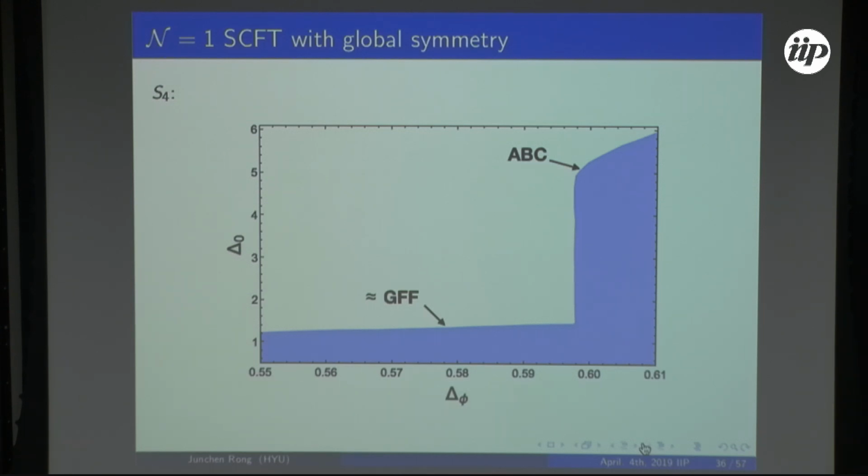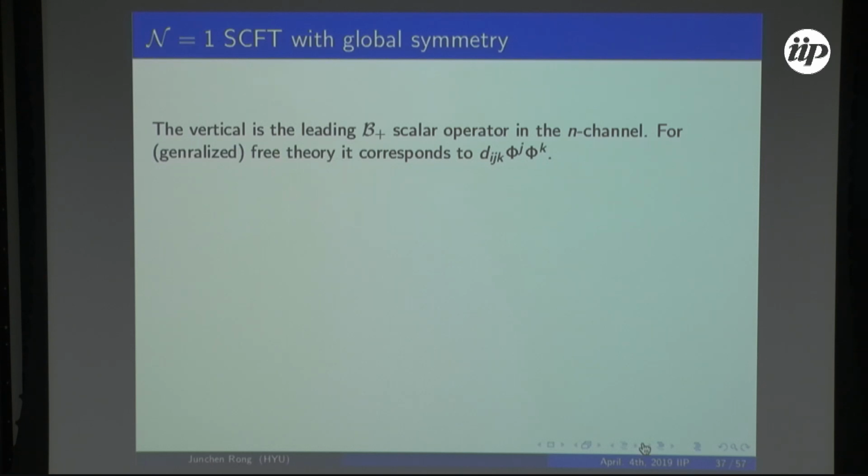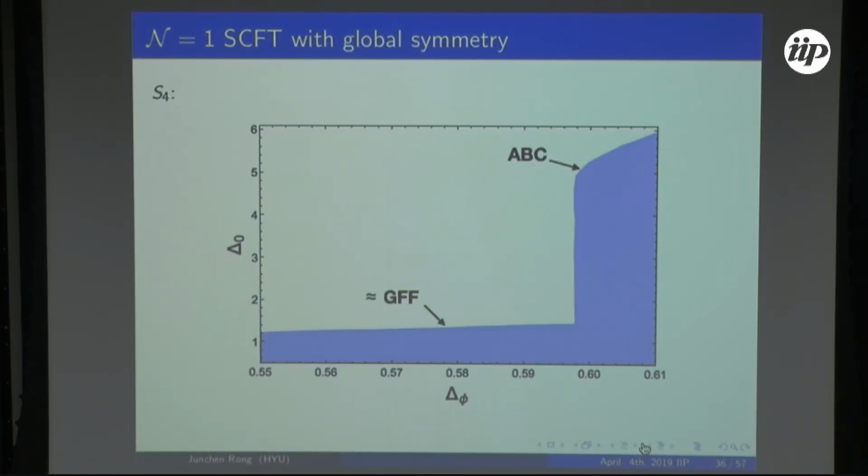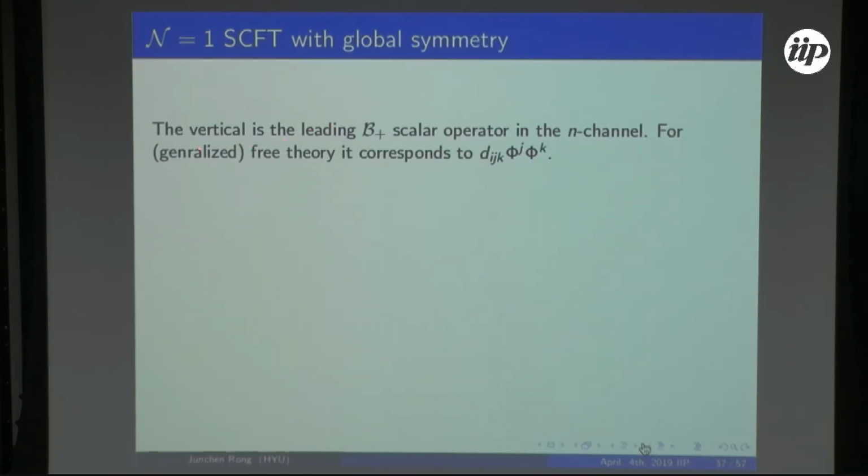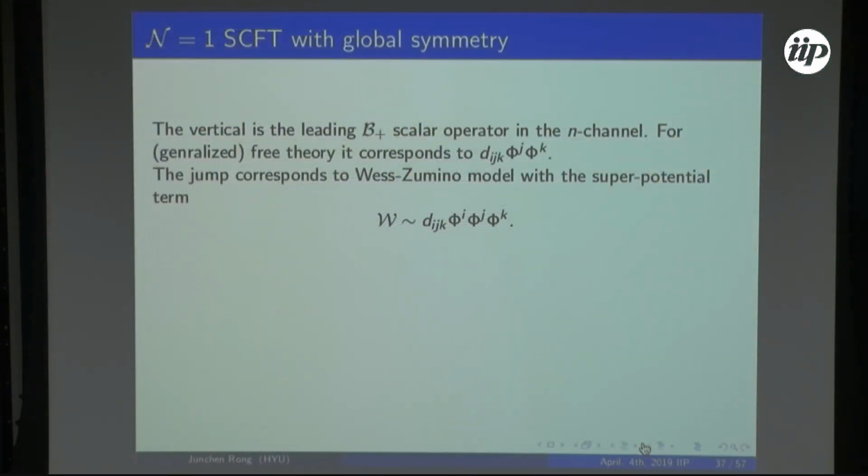S4 is the permutation group for the four-state Potts model. The curve looks like this. The horizontal axis is our phi_I, which is the superconformal field in the vector representation. The vertical axis is the leading B-plus scalar in this channel. This is parity odd. Remember, phi itself is parity even, and this guy is parity odd. In free theory, this operator would be d_ijk phi_K. The jump corresponds to the Wess-Zumino model with a superpotential term of this form.